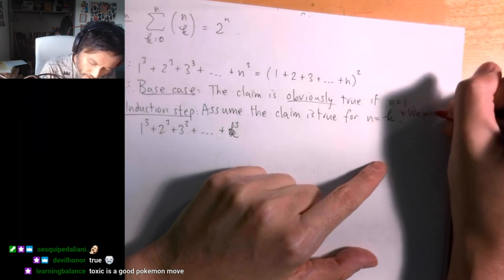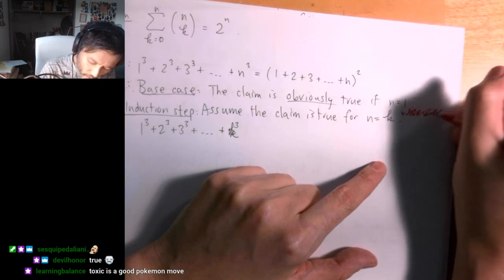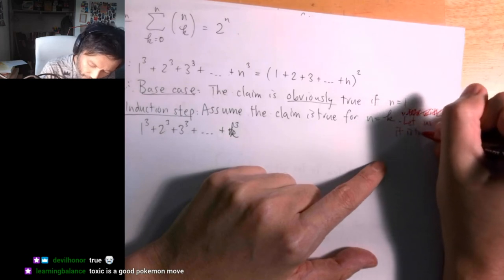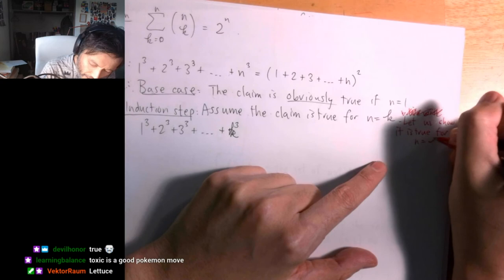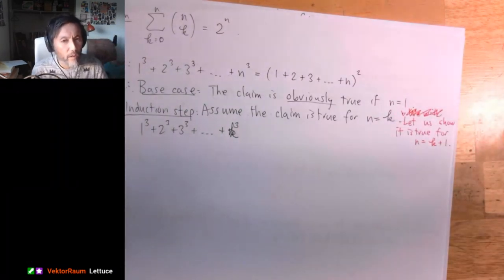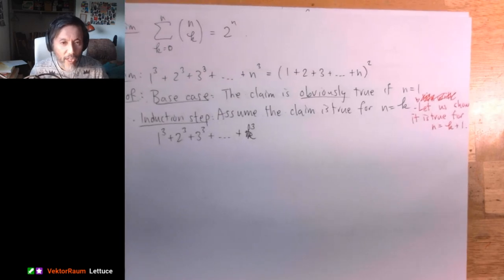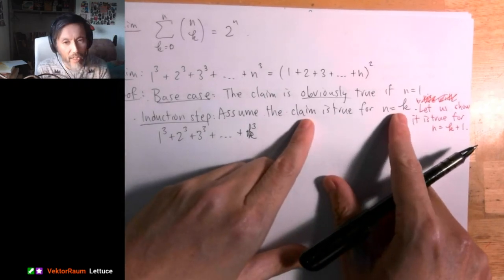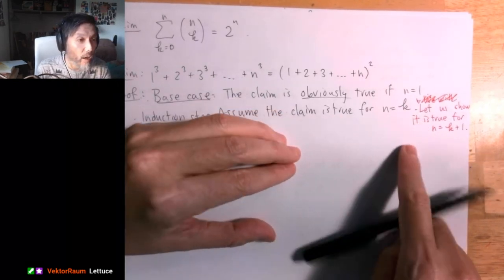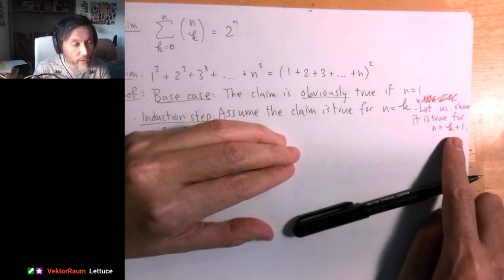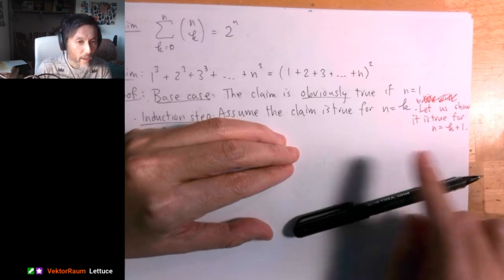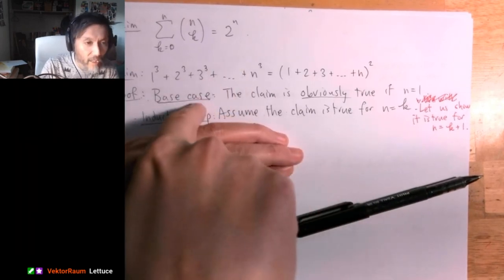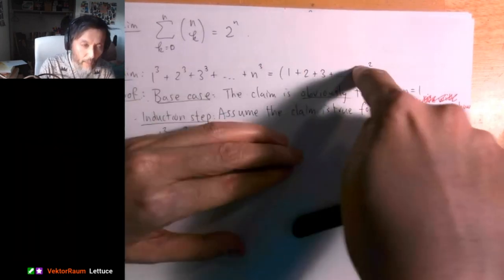Let us show it is true for n equal to k plus 1. So we're going to assume that it's true for n equal to k. Let us show that it's true for n equal to k plus 1. Now, if we are able to show that it's true for n equal to k plus 1, then this inductive step in conjunction with the base case proves the claim for all n.